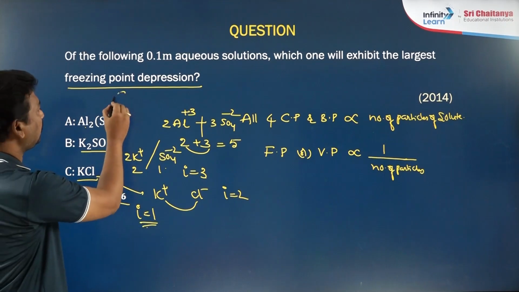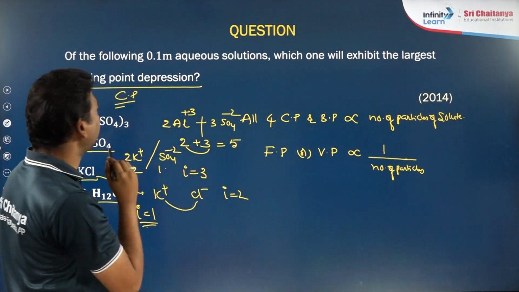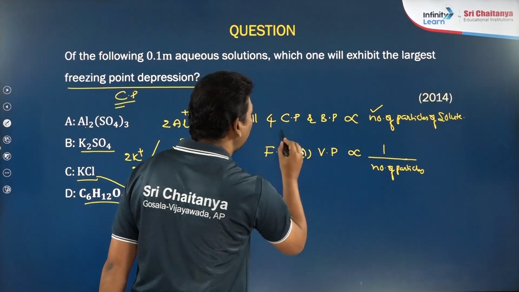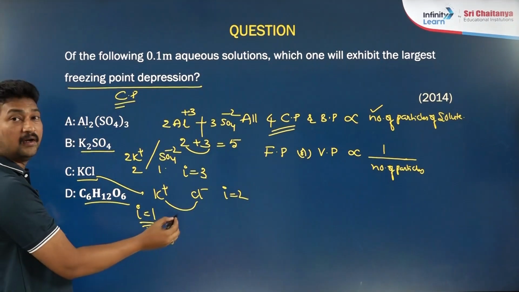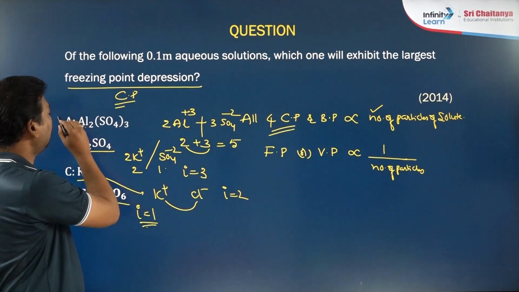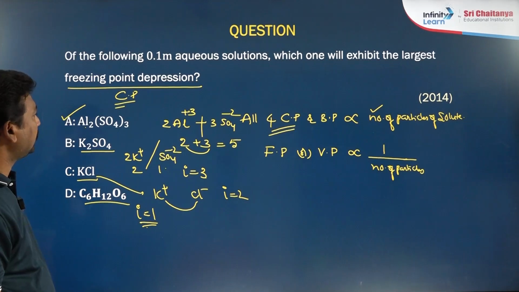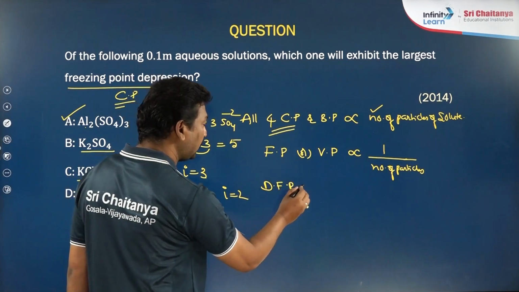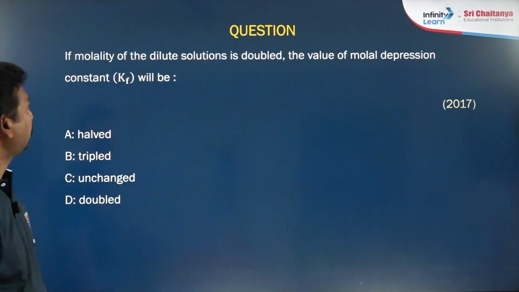Since this is a colligative property, and they are asking about the largest freezing point depression, the higher the number of particles of the solute, the higher is the magnitude of the colligative property. So which has more particles of the solute here? Al2(SO4)3. So that is the right option, my dear students. Did you understand? Depression in freezing point is a colligative property which is directly proportional to the number of particles of the solute. Coming to the next one.